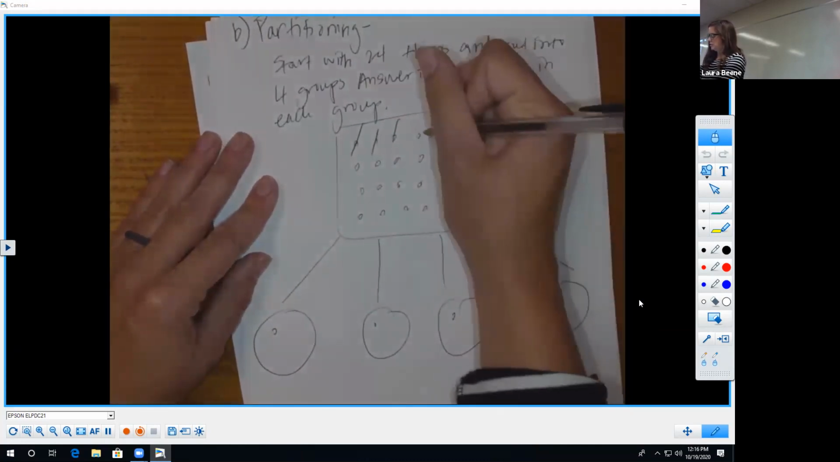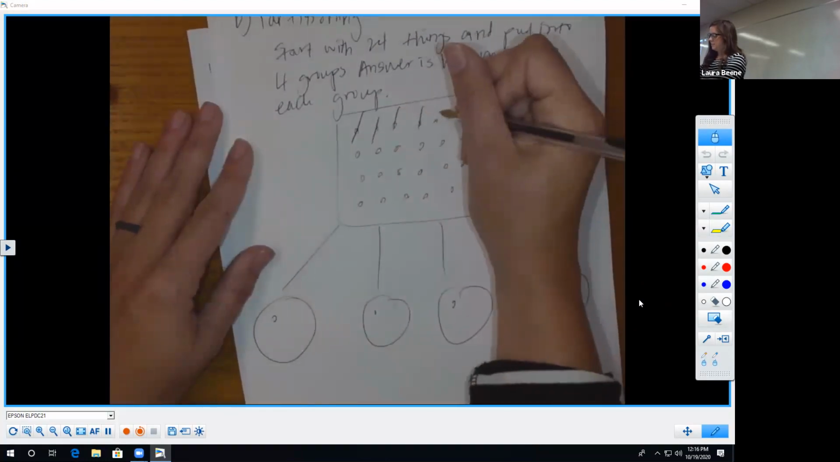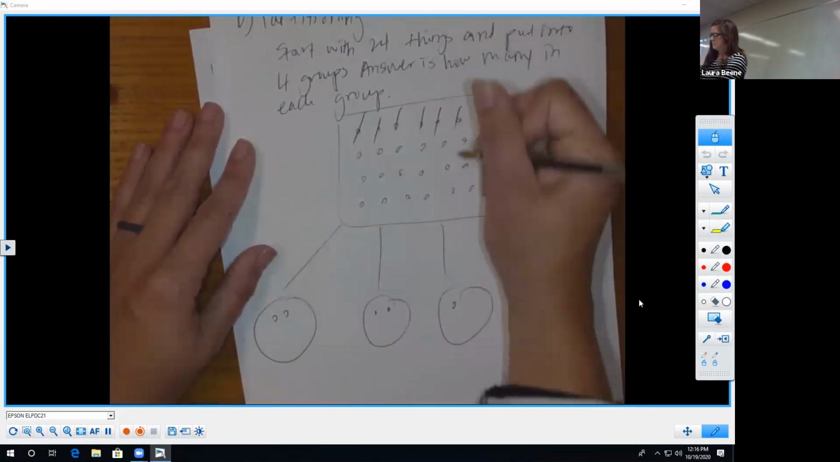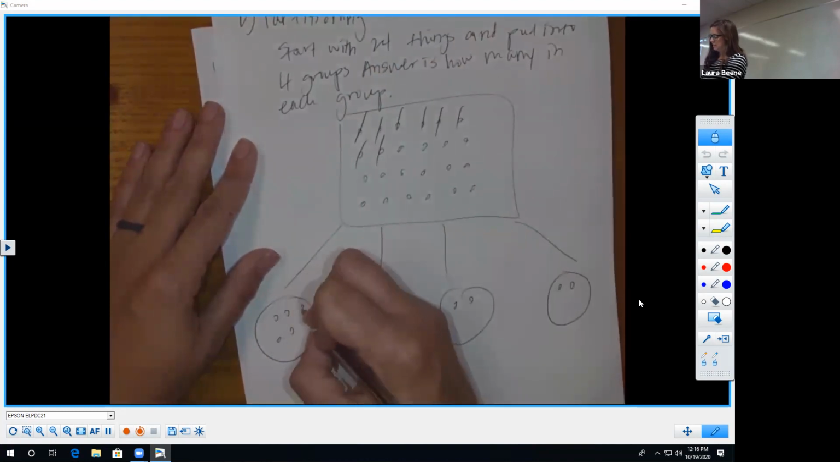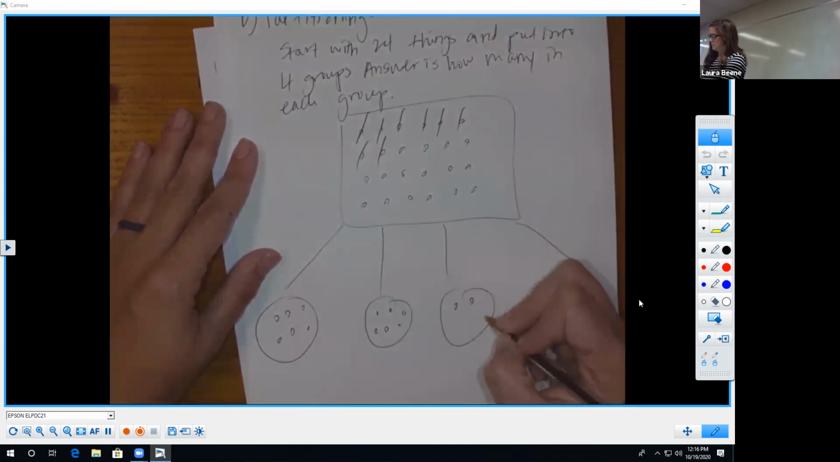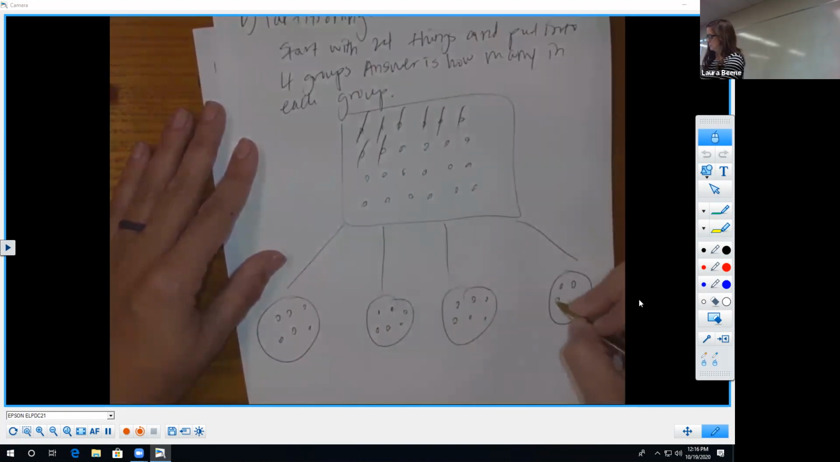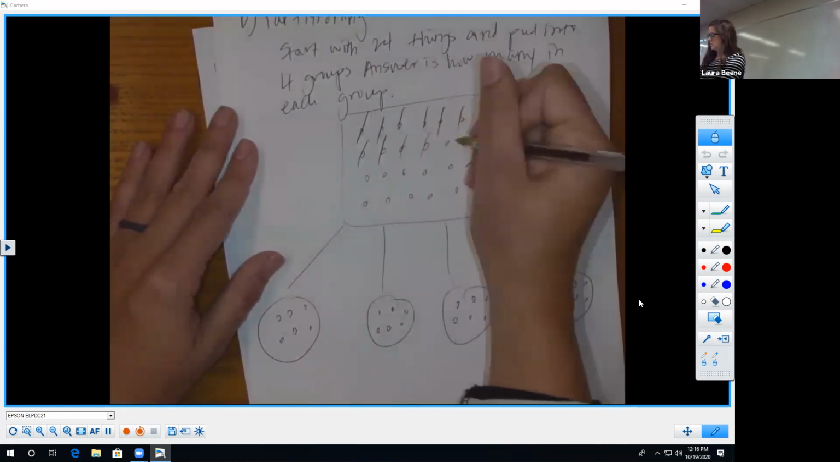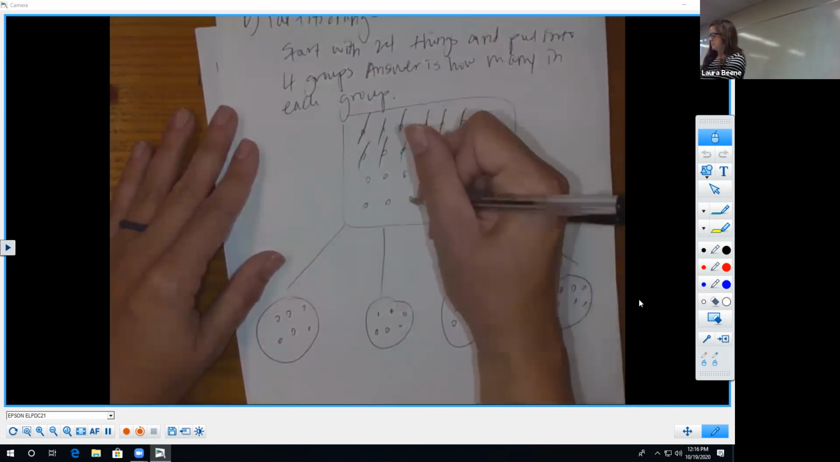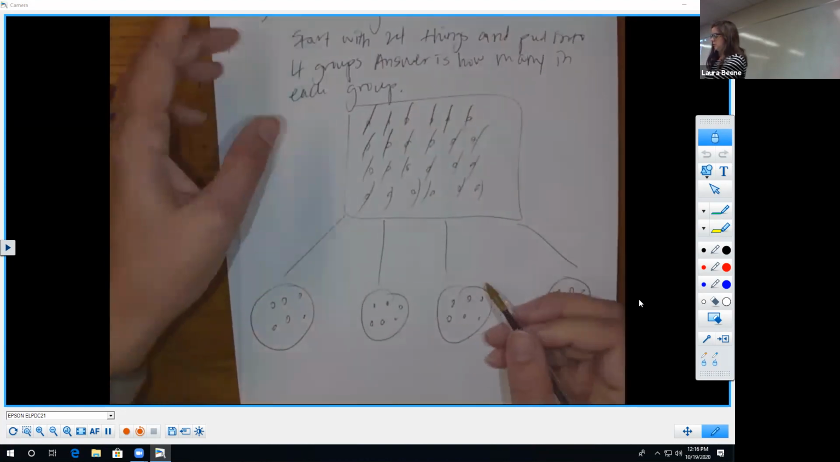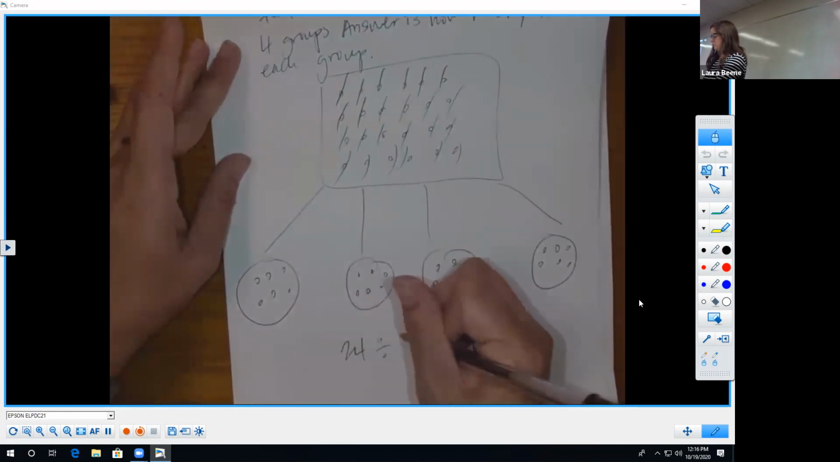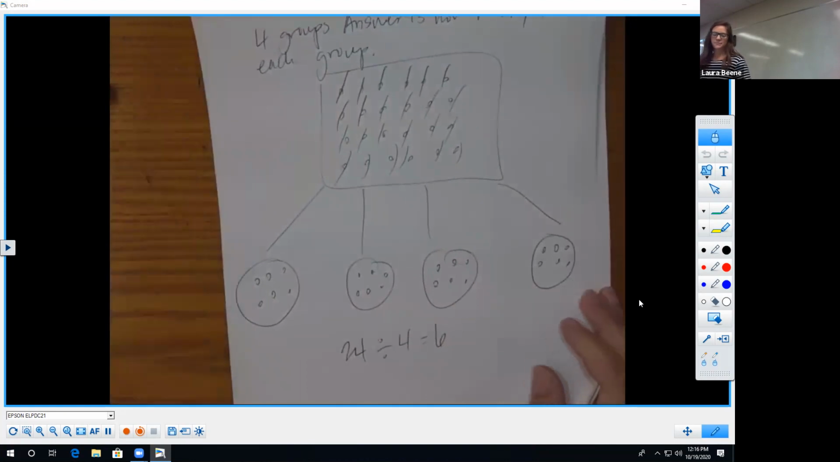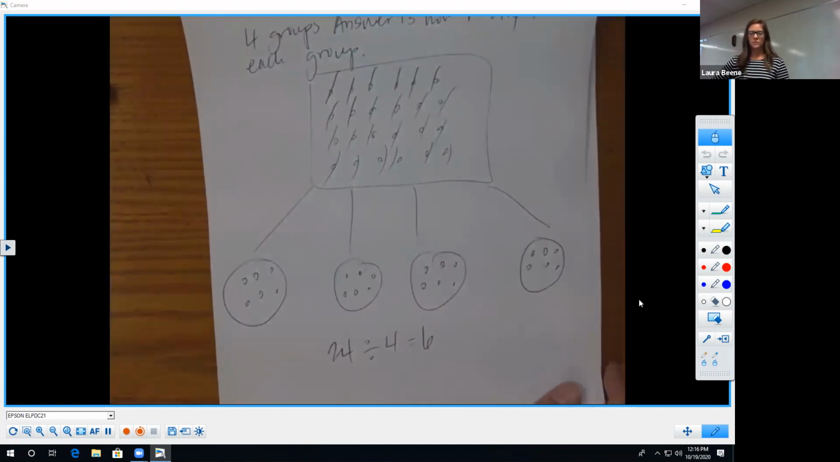You can sit here and do all of them one at a time. I'm going to save a bit of time, and we know that we're going to end up with 6 in each group when you mark them all off. And so my answer is how many are in each group? So 24 divided by 4 equals 6. Okay, so that is number 11.